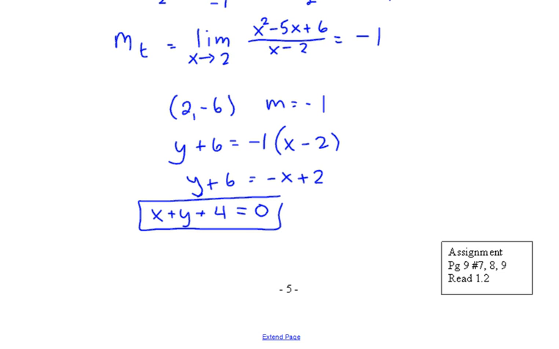Okay, so that's 1.1. That's the end of this part of the lesson. We're going to do half of 1.2, but first we're going to take a break by getting your textbooks. So go to the library and go get your textbook.